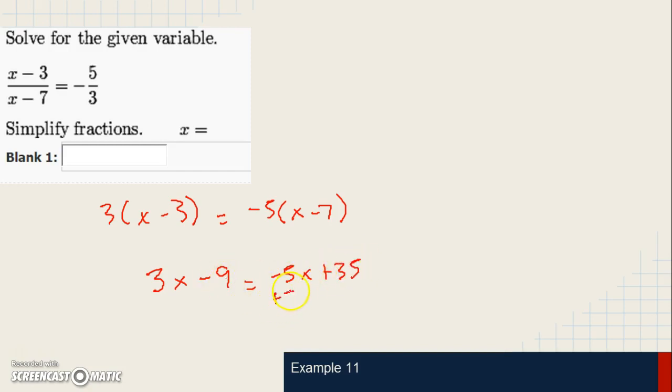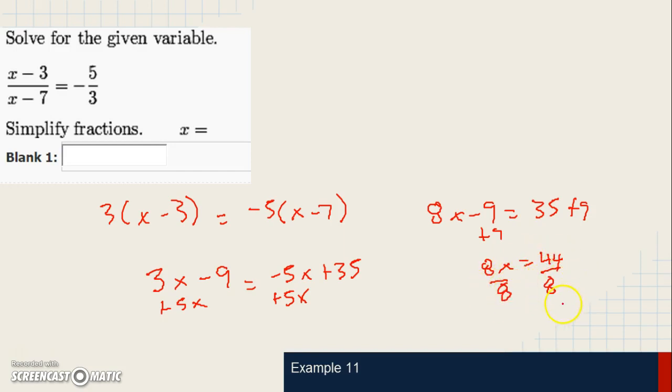I'm going to add 5x, and I'm left with 8x minus 9 equals 35. Add 9, 8x equals 44. Divide by 8, x equals 44 over 8. And I can simplify this because I can divide them both by 2. 22 over 4 can also be simplified by dividing by 2, which equals 11 over 2.